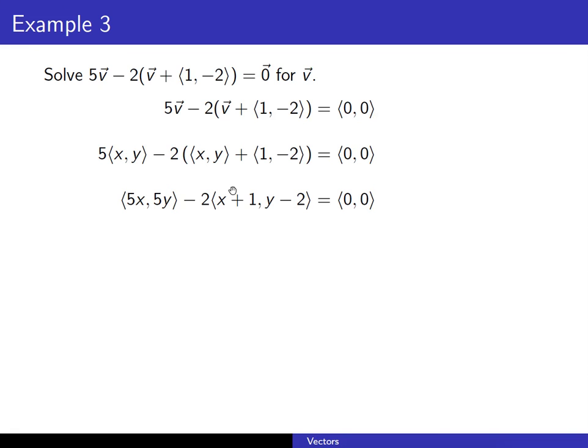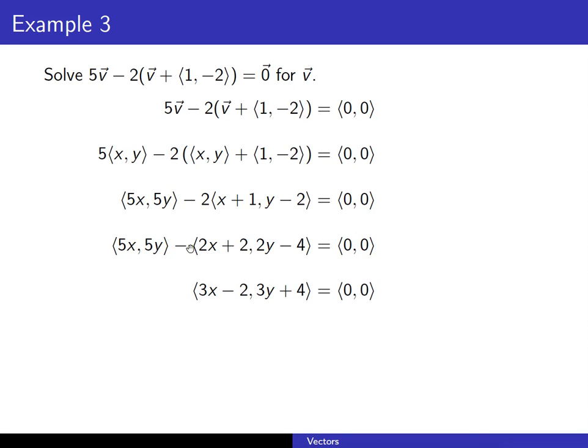So now if we distribute this 2, we're going to take 2 times x plus 1, 2 times y minus 2. So essentially distribute the 2 to all 4 of the terms. We get 2 times x is 2x plus 2, and then 2y minus 4. And now we have 5x in this horizontal component, we have 2x plus 2 for this horizontal component, 5y for the vertical component, 2y minus 4 for the vertical component. We'll just distribute this subtraction.